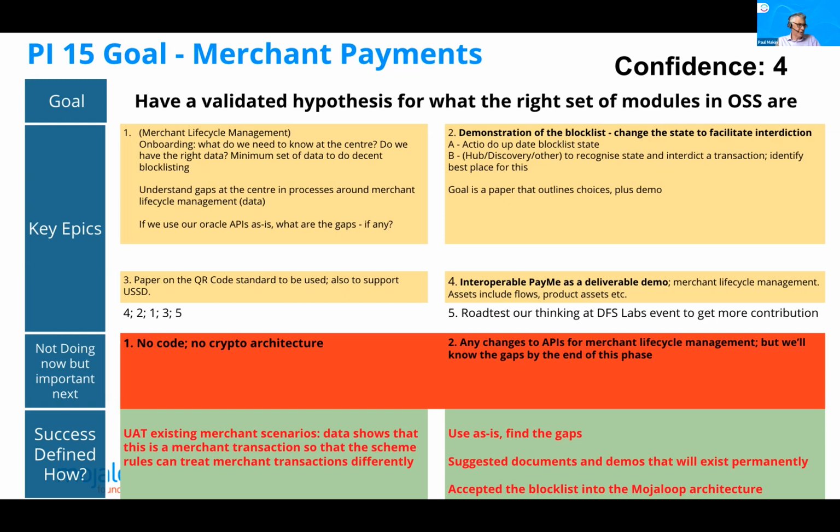How do we define success? Well, we've got 4 definitions of success here. First, we will be able to UAT the existing merchant scenarios. In particular, we want to show that there is data that clearly indicates that a transaction which goes through is a merchant transaction, so that it's not a P2P transaction or anything like that. We can identify it clearly as a merchant transaction and treat merchant transactions differently, in particular in relation to the block list and the know your merchant stuff.